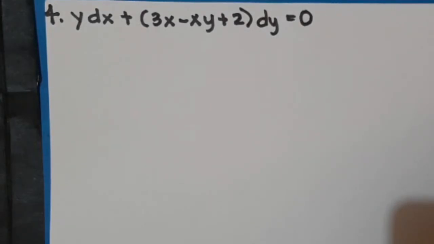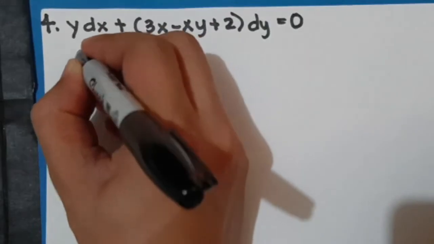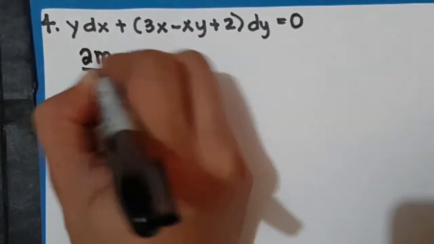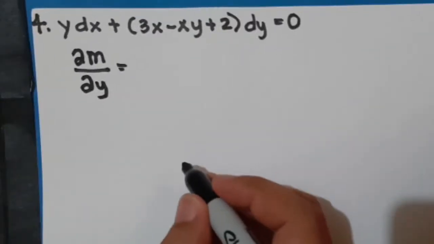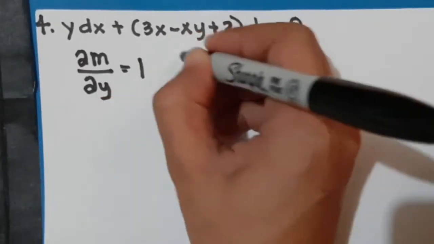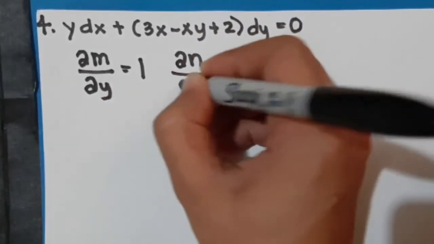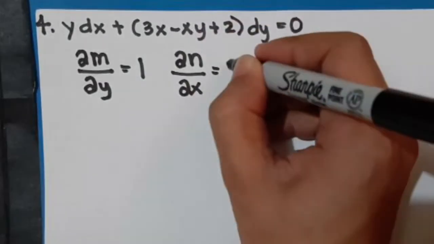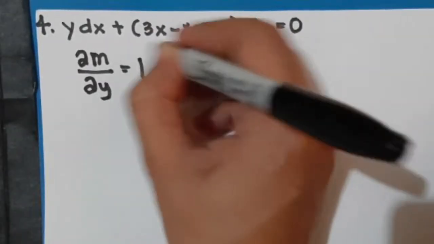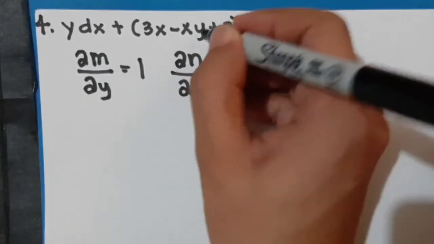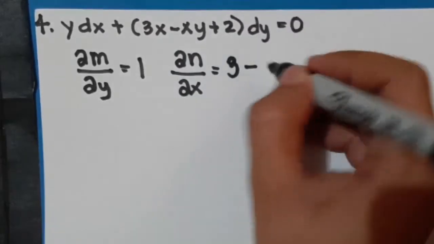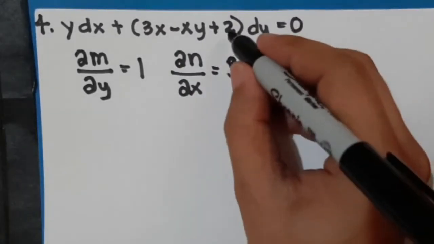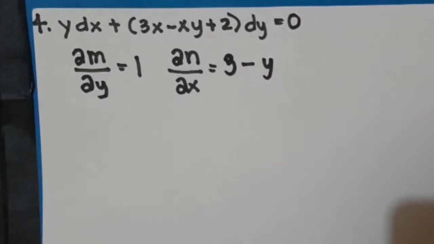So, for number 4, again, we need to find the partial derivative of M with respect to y. With respect to y, that is simply the derivative of y, that is 1. And the partial derivative of N with respect to x: the derivative of 3x is 3, minus the derivative of xy, where y is constant, the derivative of x is 1, so negative 1 times y, negative y. The derivative of 2 is 0. So, that is the partial derivative of N with respect to x.